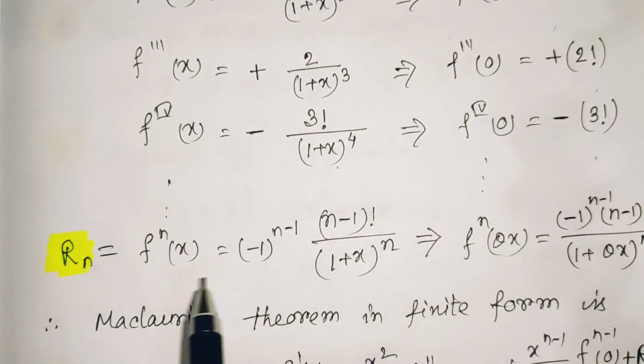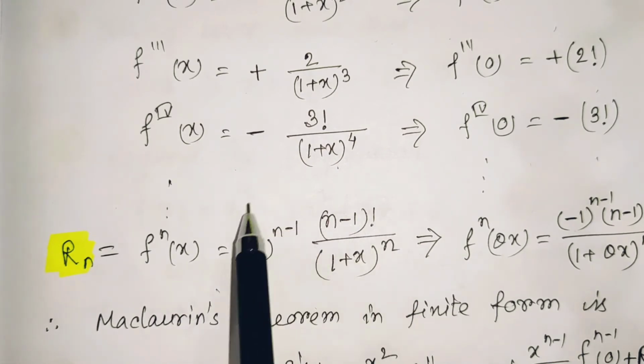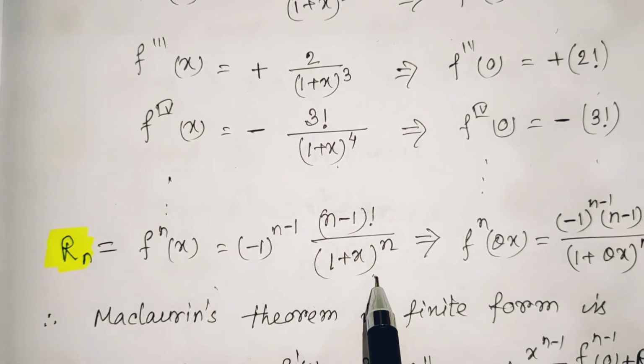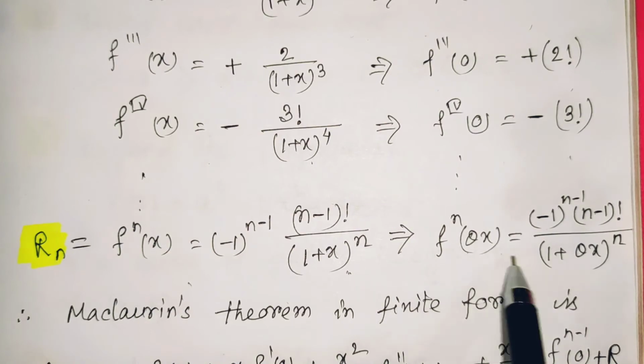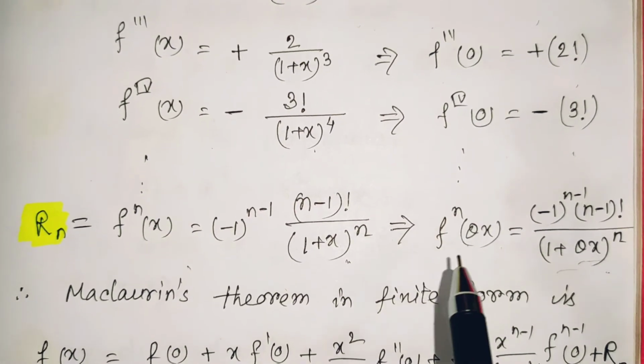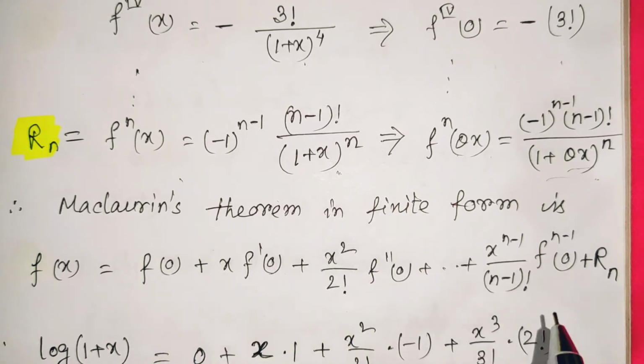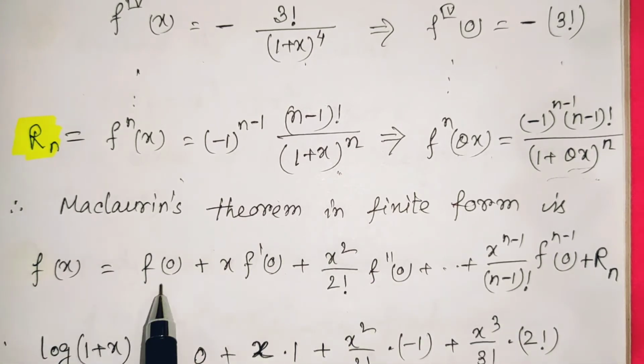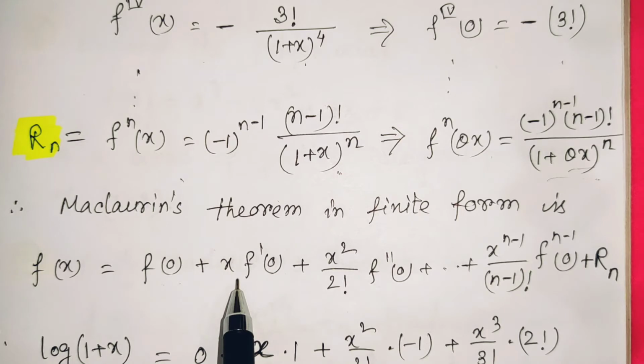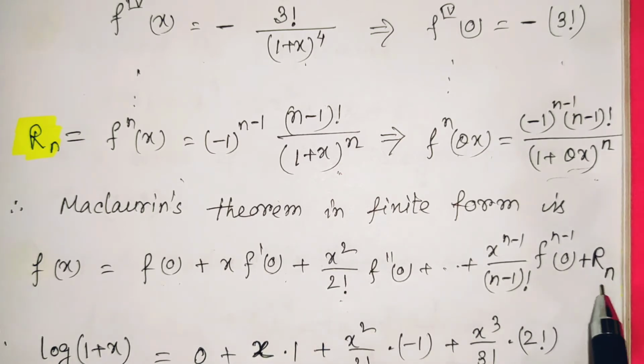Now if we take the nth order, then this is its nth order derivative, and at the point theta x, this is its value. So now if we apply Maclaurin's theorem in finite form, then we will find f(x) is equal to f(0) plus x f'(0) plus x squared by 2 factorial, in this way, and this is the nth term.